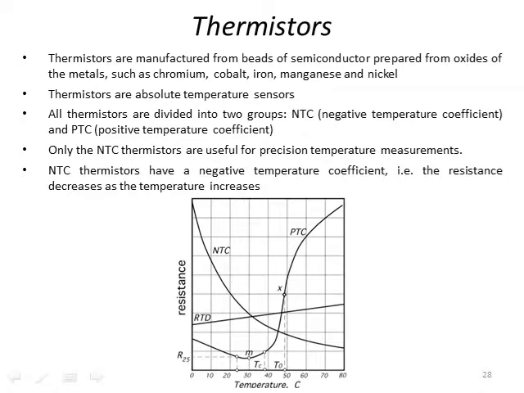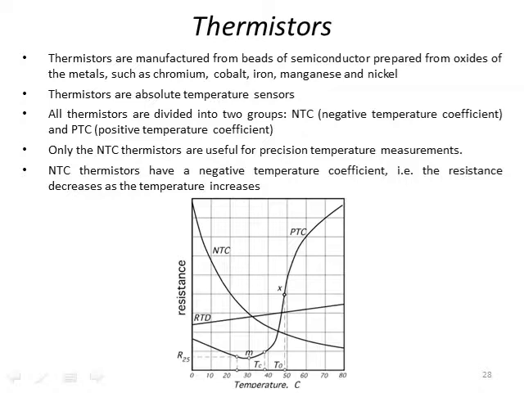Okay, so then we can talk about now thermistors. Thermistors are basically based on semiconductor materials, metal oxide semiconductor materials. These are combinations of semiconductors and metals to form these metal oxide semiconductor materials. So let's say we have silicon and some material, chromium, cobalt, iron, manganese, nickel. Thermistors, interestingly enough, are absolute temperature sensors, which makes them quite unique.